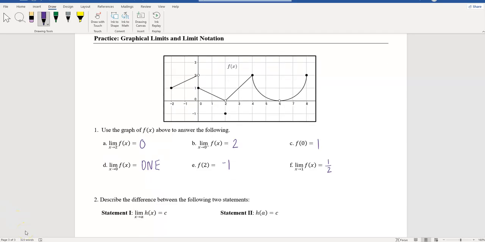Okay, A is 0, B is 2, C is 1, D does not exist, E is -1, and F is 1/2. Does that look right? Also, I'm going off the top of my head, so I have been known to make a mistake or two.